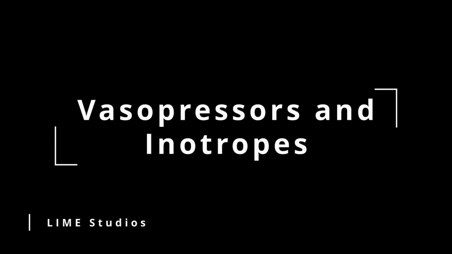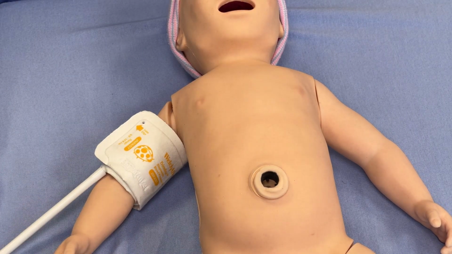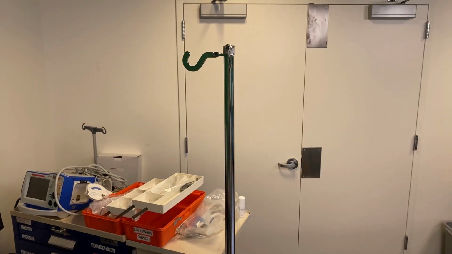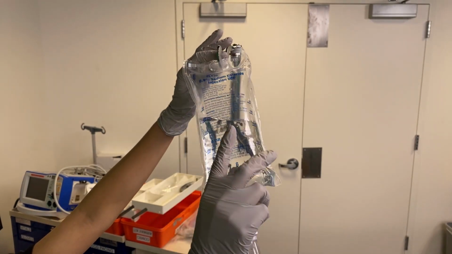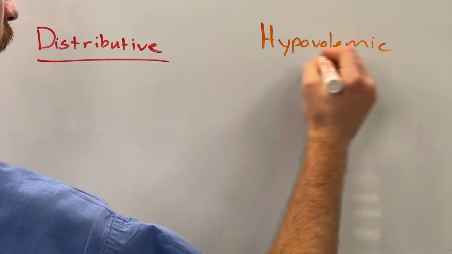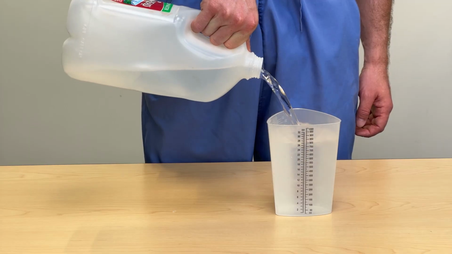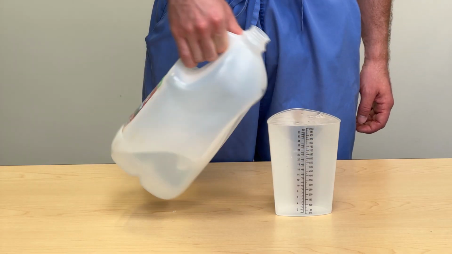When you encounter a pediatric patient presenting with signs of shock, such as hypotension, poor skin perfusion, decreased urine output, or confusion, often the best first step is to give IV fluids. This depends on the type of shock, but with distributive and hypovolemic shock, such as sepsis, anaphylaxis, or dehydration, the tank is low and you need to fill up the tank first.